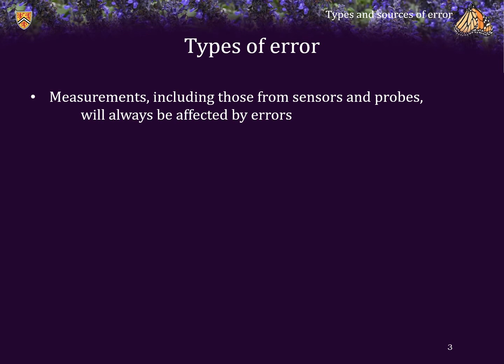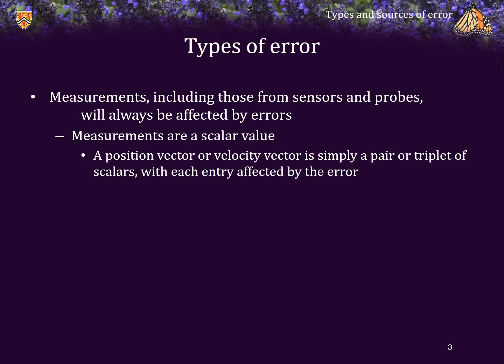All right, to begin, measurements that are being taken, including those from sensors, probes, and other devices, will always be affected by errors. Now, a measurement is a scalar value. Even a position vector or a velocity vector is simply a pair, if you're on the ground, or a triplet, if you're in the air, of scalars. And each one of these entries may be affected by the error. Again, instead of an XYZ coordinate, it could also be yaw, pitch, and roll.